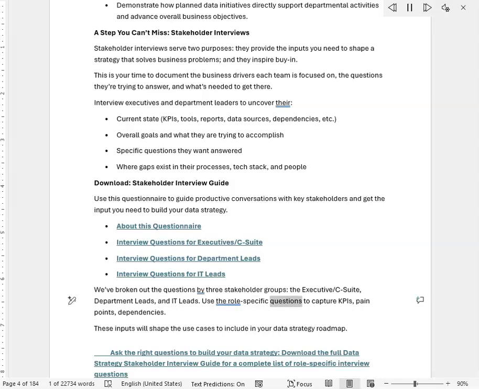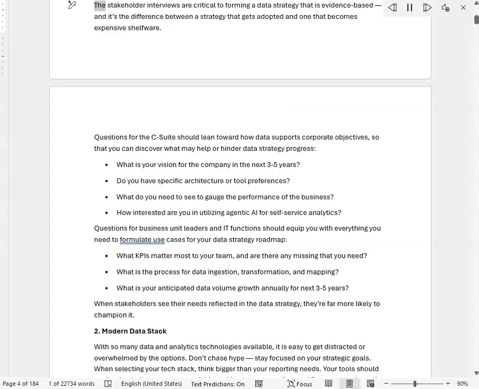Use the role-specific questions to capture KPIs, pain points, dependencies. These inputs will shape the use cases to include in your data strategy roadmap. Ask the right questions to build your data strategy. Download the full Data Strategy Stakeholder Interview Guide for a complete list of role-specific interview questions. The stakeholder interviews are critical to forming a data strategy that is evidence-based, and it's the difference between a strategy that gets adopted and one that becomes expensive shelfware.